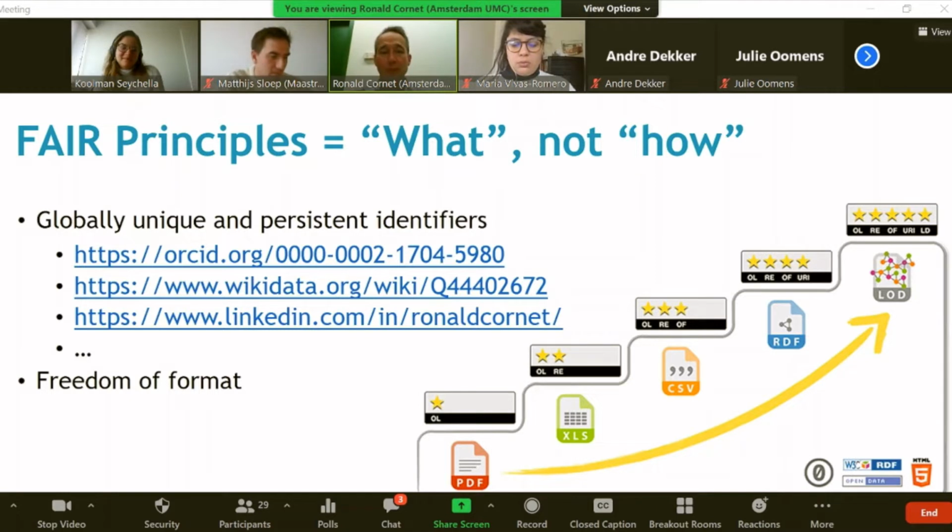So the FAIR principles don't tell me what identifier to pick. They don't tell me whether it should be RDF actually or whether it could be something else. That's all to be decided when going, well, from principles to practice.